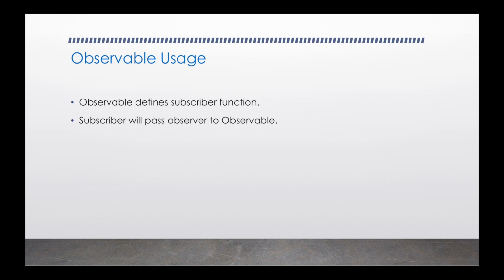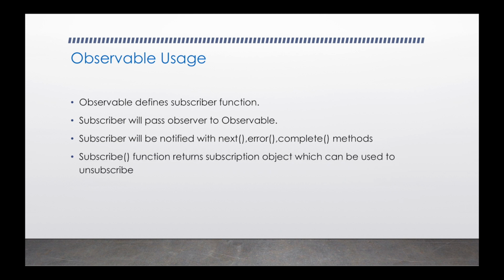The subscriber will pass an observer to the observable function, and then the subscriber will be notified through the next, error, and complete methods. Whenever error or complete gets called, it will no longer iterate or deliver any new values. It is considered finished and will not execute any new next methods. When we subscribe, it returns a subscription object which can be used later to unsubscribe from the observable.